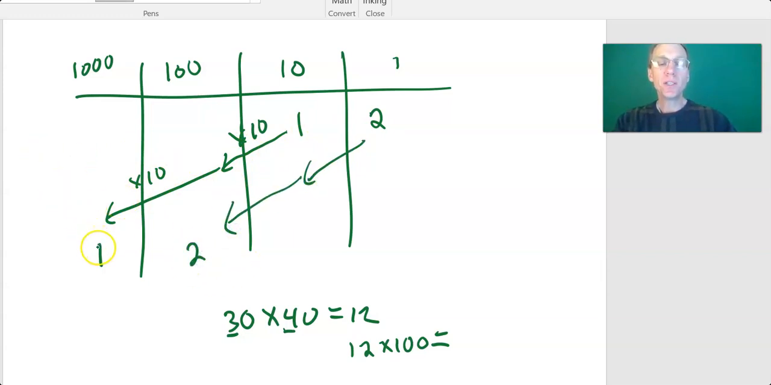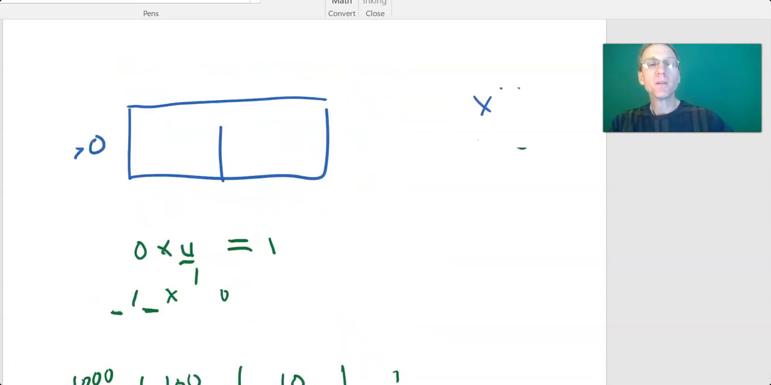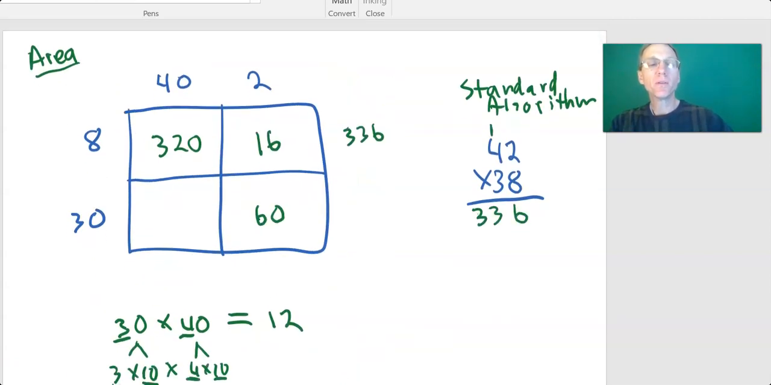So now my new number has 1,000, 2 hundreds, 0 tens, 0 ones. It's 1,200. We'll go back and put that in our area model. 1,200. So if I had 1,200 plus 60, gives me 1,260 for that partial product.